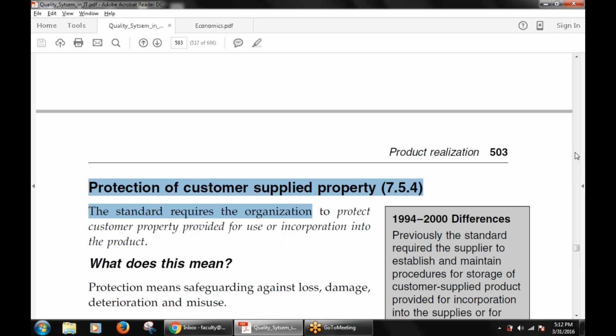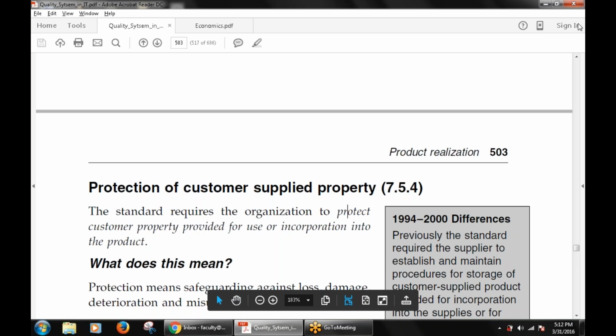Next is protection of the customer supplied property. That means how we can protect the customer supplied property. The standard requires the organization to protect the customer property provided for use or incorporation into the product. That means what are the various criteria the organization can use to protect the customer property that is provided for use or incorporation into the product.